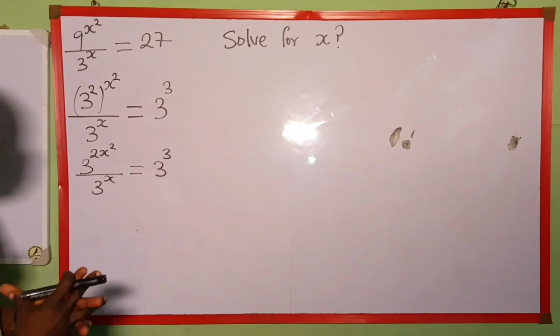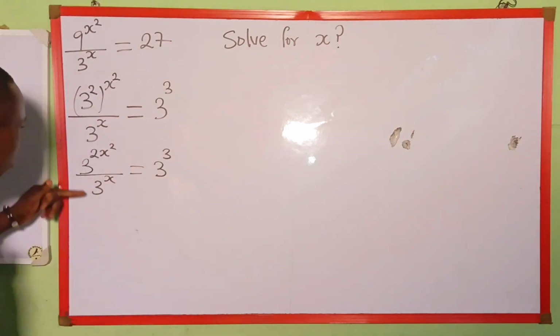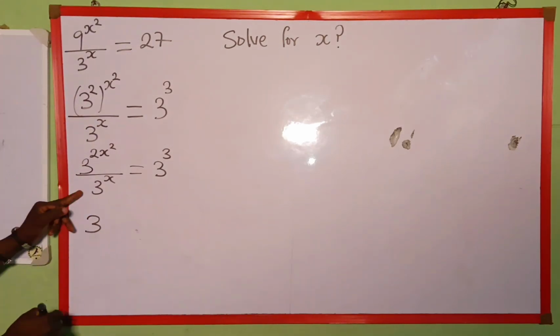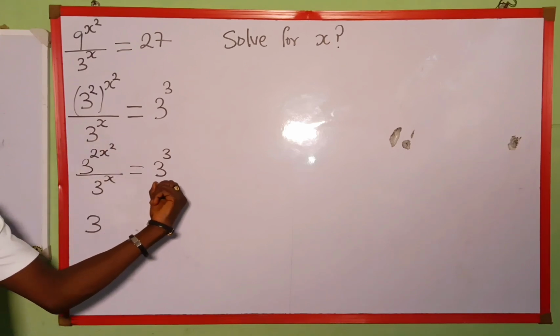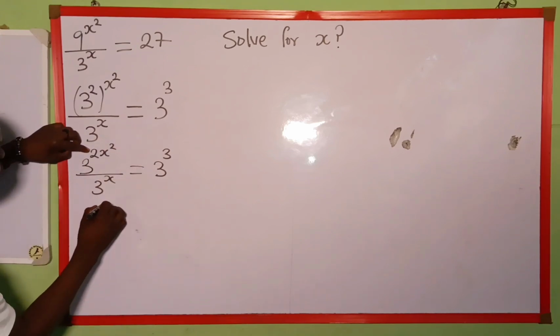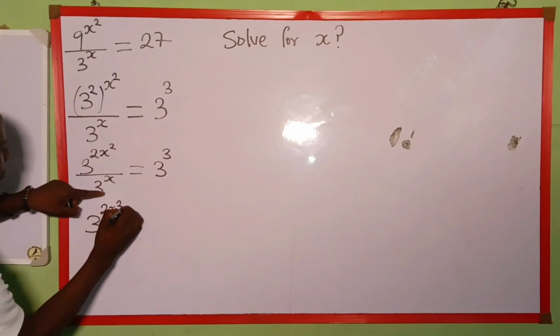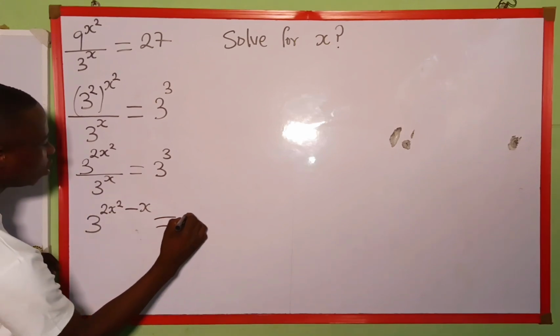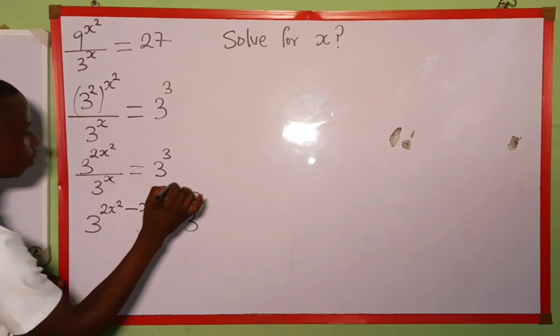Now recall the division property of exponent. Since the bases are the same, we can write one of the bases, which is 3, then we subtract the powers. So the first power is what? 2x squared minus the second power, which is x. So everything now is equal to 3 to the power of 3.